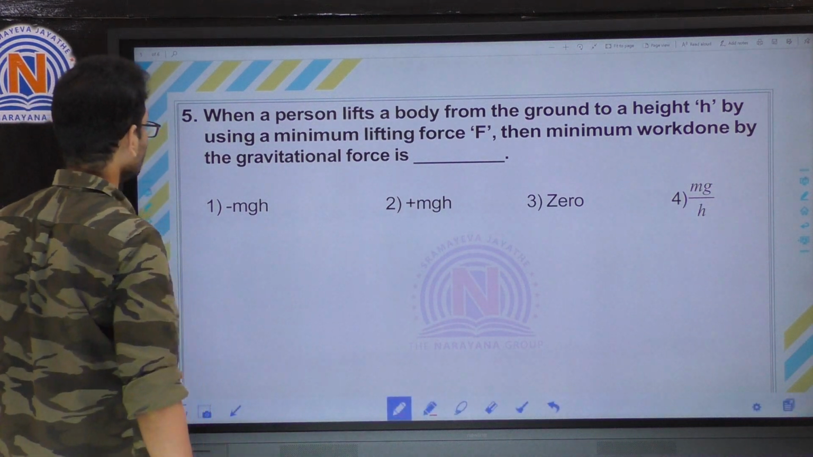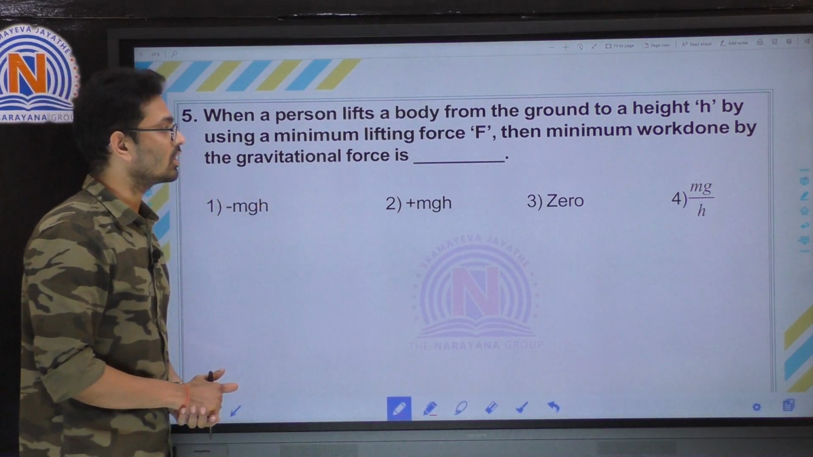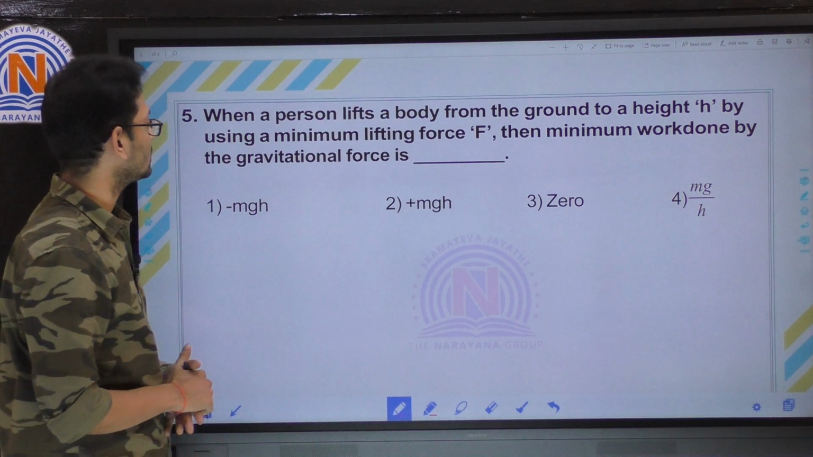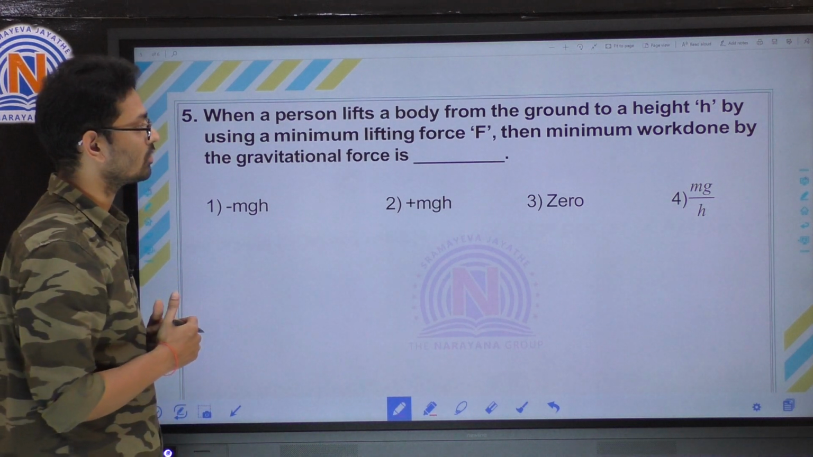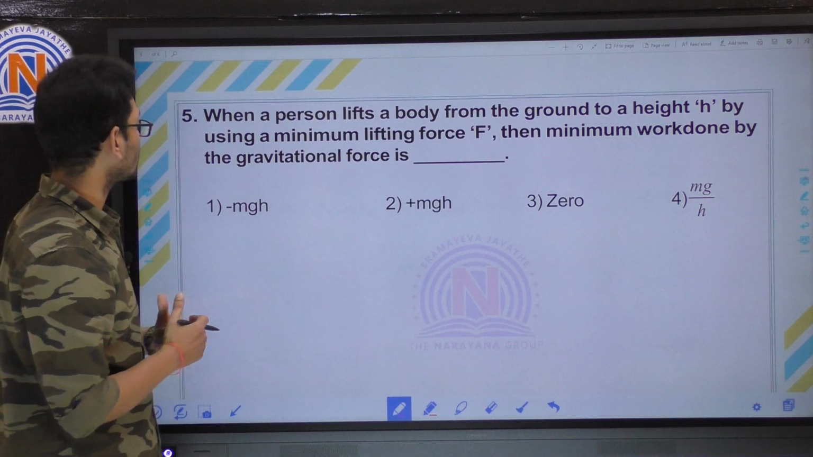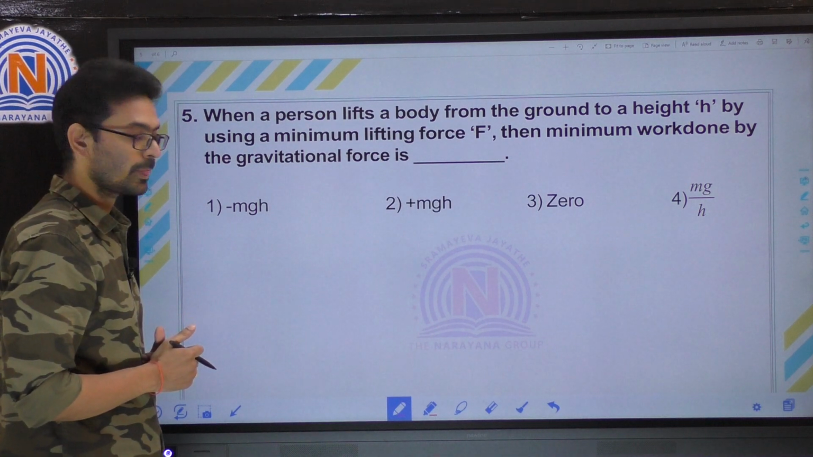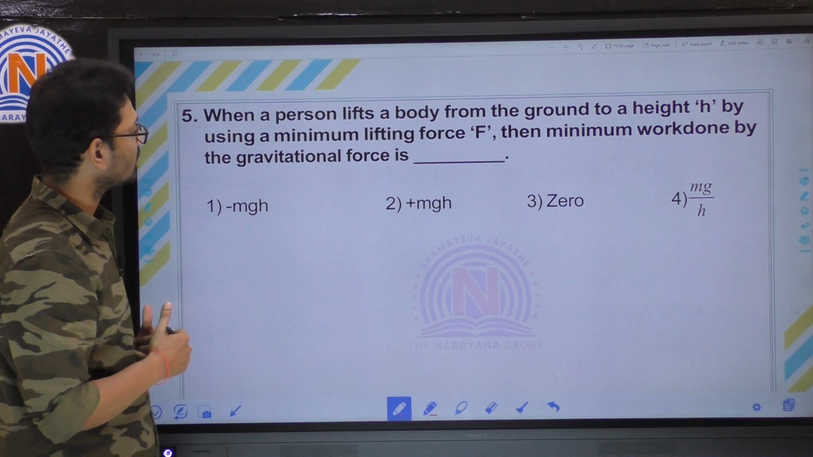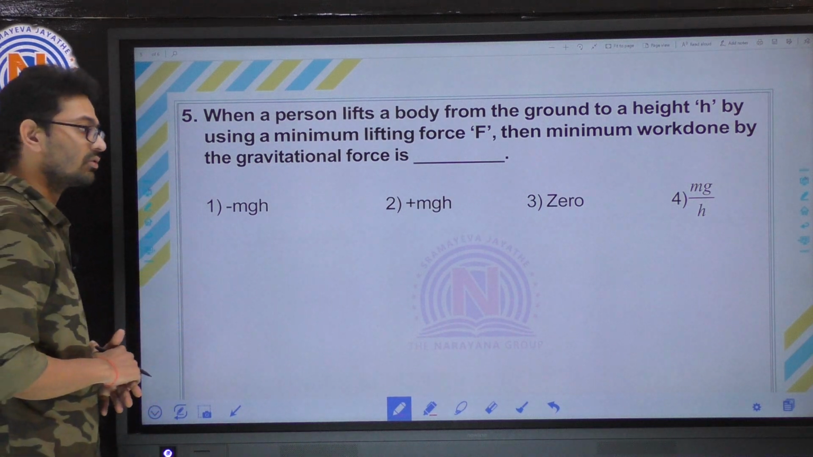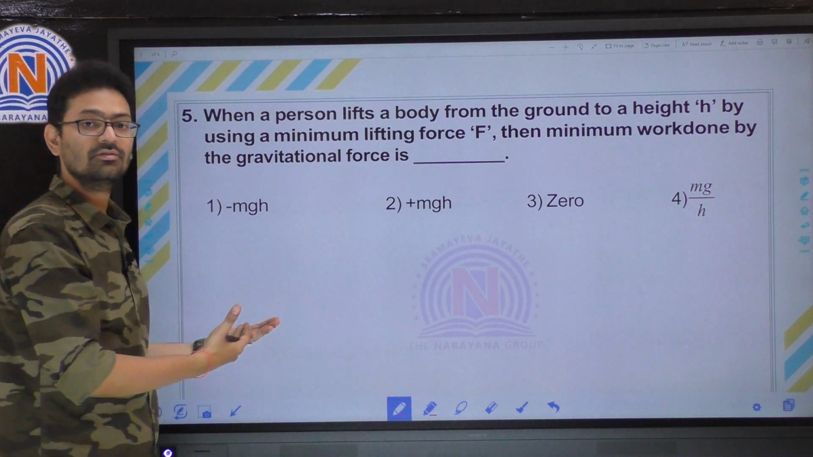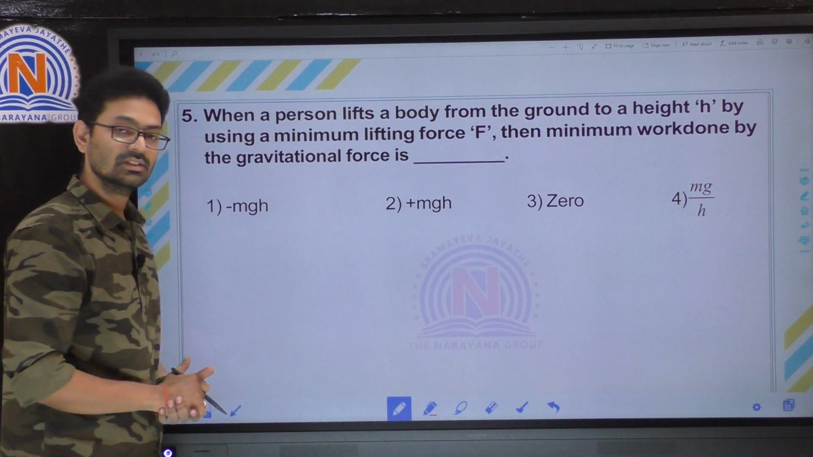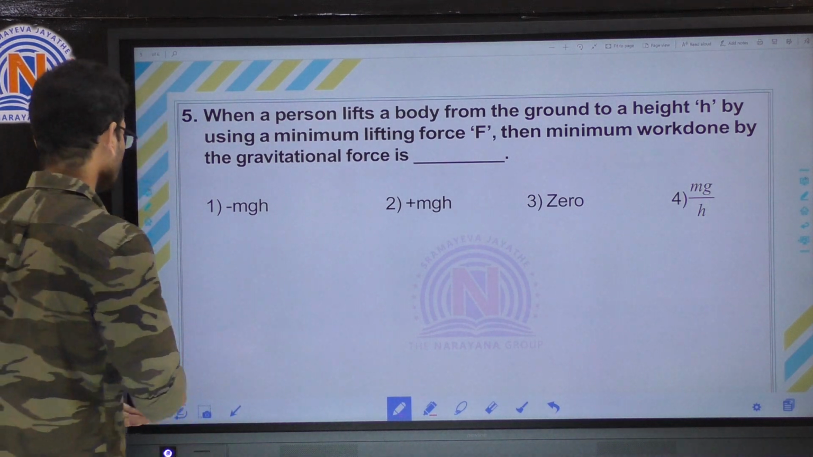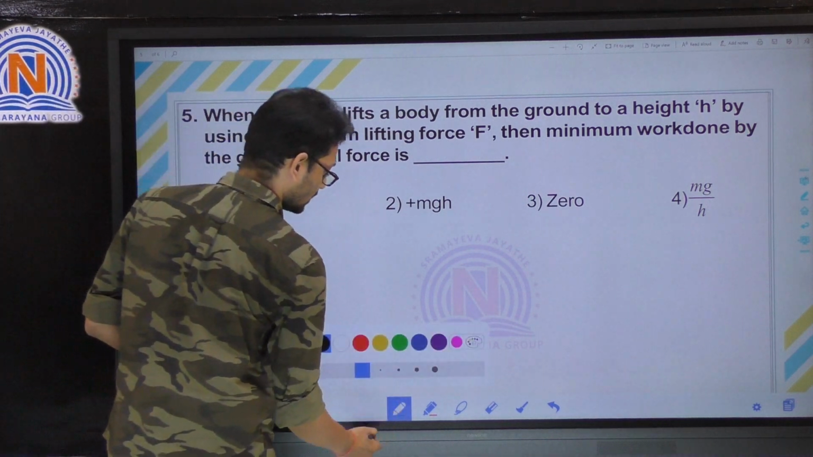Now this question: when a person lifts a body from the ground to a height h by using a minimum lifting force F, the minimum work done by the gravitational force. The minimum work done by the gravitational force. This is a very important question. After talking about the previous question, it is better we discuss this for a clear understanding. The same diagram I am going to draw again.